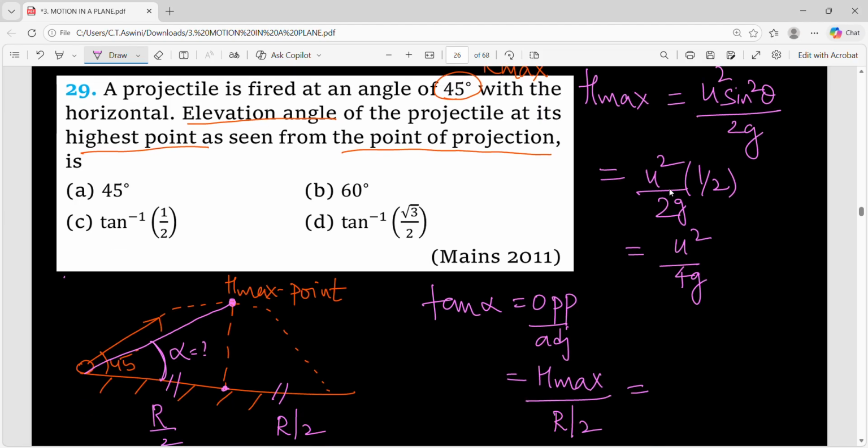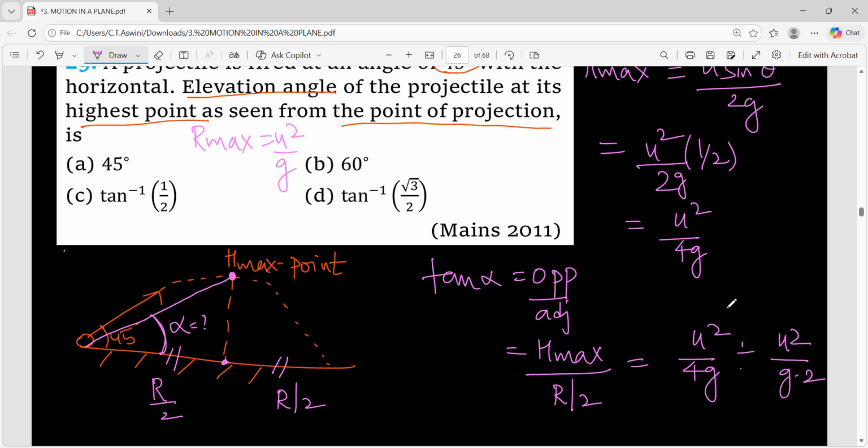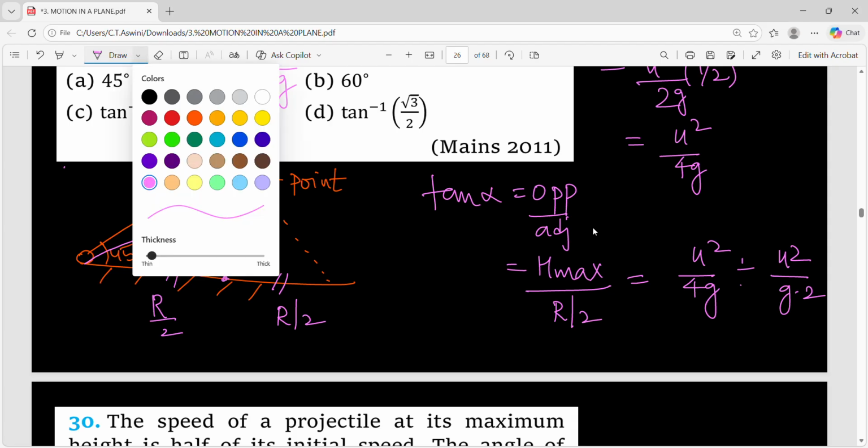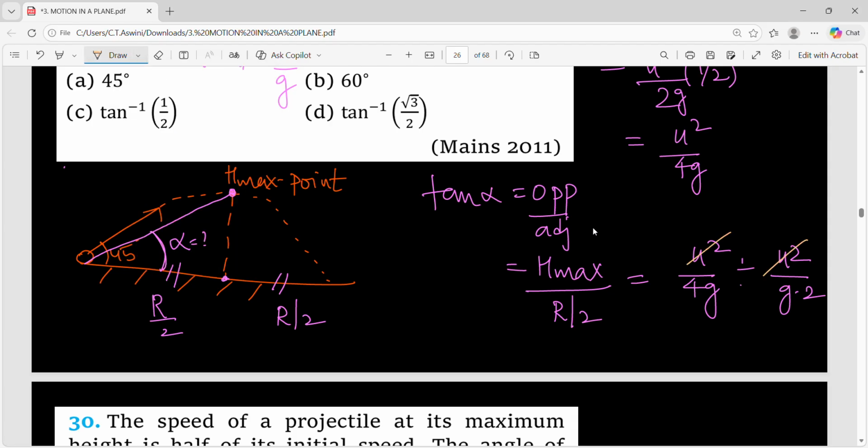Now similarly find out the range. What is the maximum range? It is u square upon g. So just substitute all the data. h max is u square upon 4g divided by R by 2. R is u square by g and already we have 2 in the denominator. So simplify this. How much will you get? u square cancels. g cancels. 2 ones, 2 twos. So you are left with only 1 by 2. So tan theta is 1 by 2. So what about theta now? It is tan inverse of 1 by 2. Clear? So this is the elevation angle.